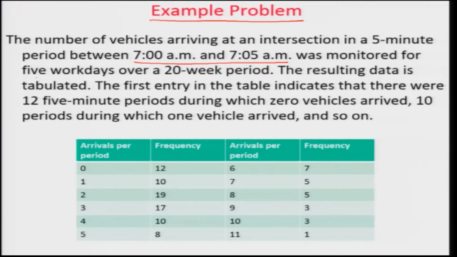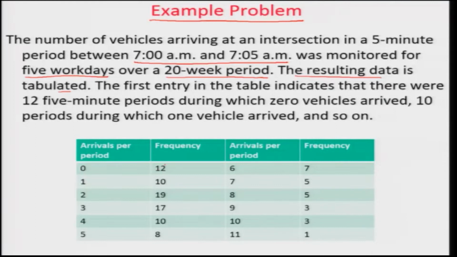So, for 5 work days, so this is Monday, Tuesday, Wednesday, Thursday, Friday, 5 work days, for 20 weeks, you stand at an intersection from 7 a.m. to 7:05, the 5 minutes in the morning, and you observe the number of vehicles arriving at that intersection. The resulting data is tabulated. It is given in a table below. The first entry in the table indicates that there were 12 5-minute periods during which 0 vehicles arrived.